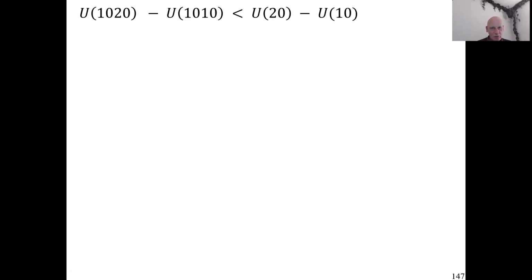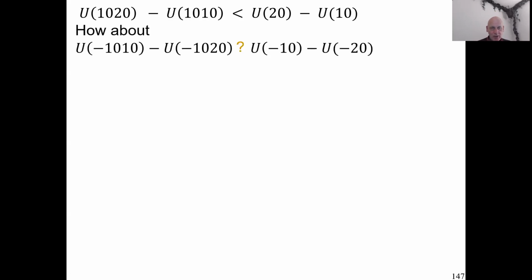Now I bring up a more controversial question. Now I go to losses, and I write it such that the utility difference is always positive. What is bigger, the utility difference between minus 1010 and minus 1020, or between minus 10 and minus 20? Now, economists have traditionally said that the inequality goes this way. They say this is diminishing marginal utility. With minus 1010 and minus 1020, you are way poorer than on the right-hand side. You need money more, so that positive utility difference is bigger on the left-hand side than on the right-hand side.